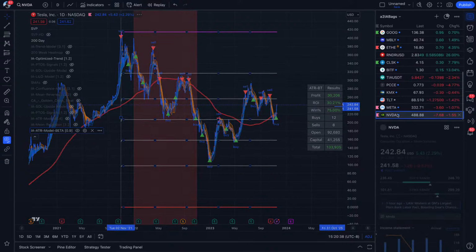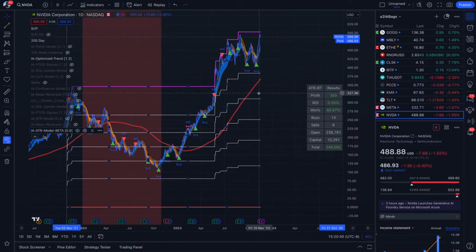If we go to NVIDIA, you can see exactly how it bounced off the roof here. I actually went into a little cheeky little hedge up here at the top. But again, sometimes assets break out. So the trend is your friend. Watch the trend, everybody. And that's the quick introduction to the ATR model. It is a powerful tool. It's also a very simple tool as long as you embrace the settings for the different assets.